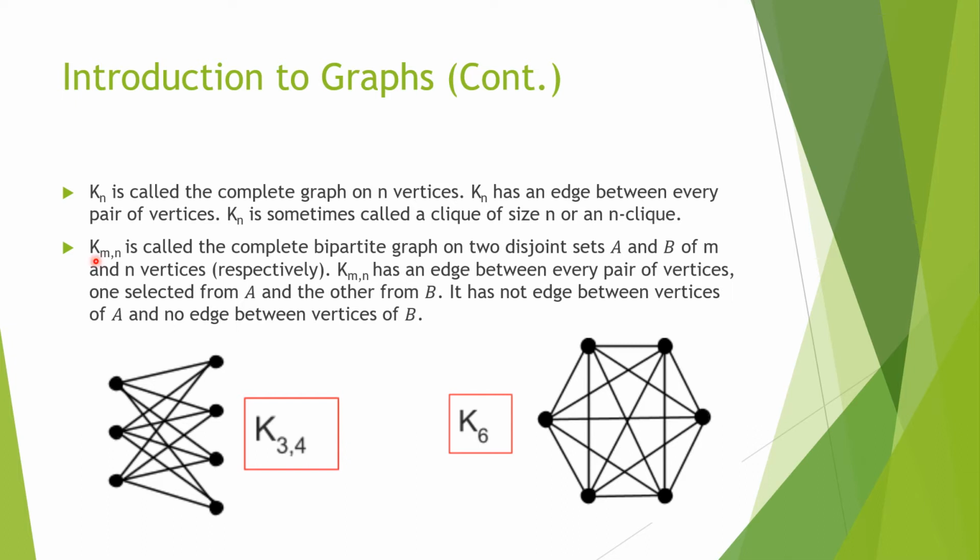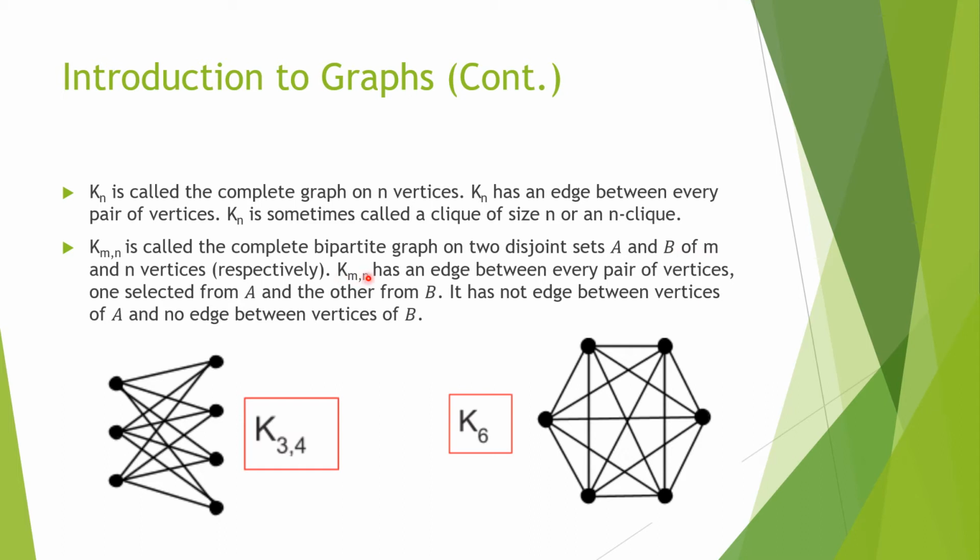Then we define K sub m comma n, which is a complete bipartite graph on 2 disjoint sets A and B of m and n vertices respectively. So it has a total of m plus n vertices. The first m vertices belong to set A, and the other n vertices are the elements of set B.